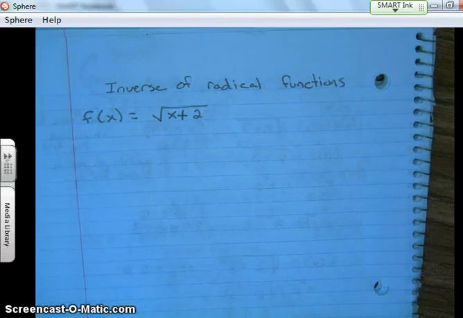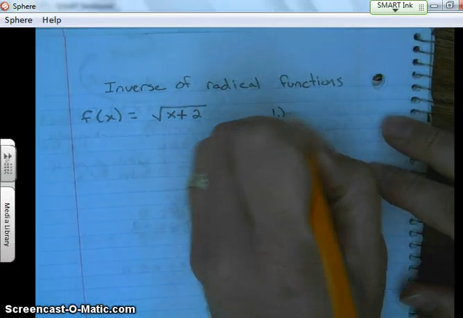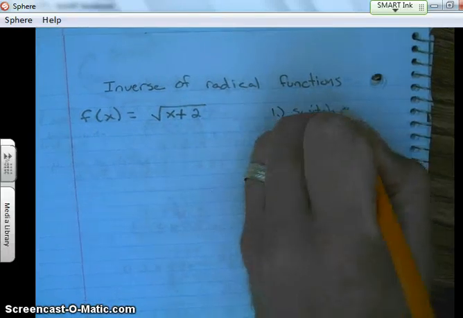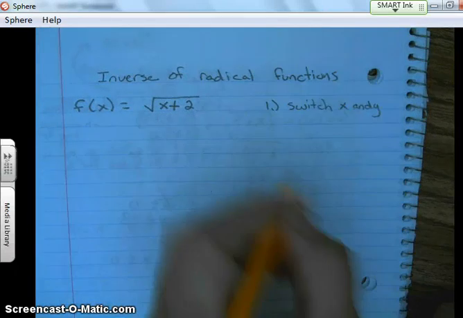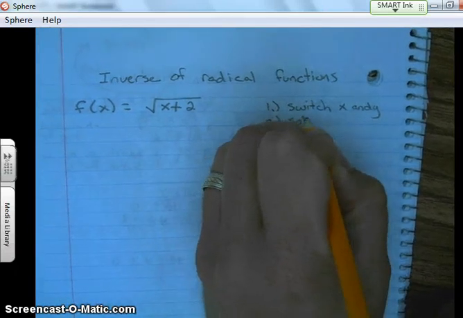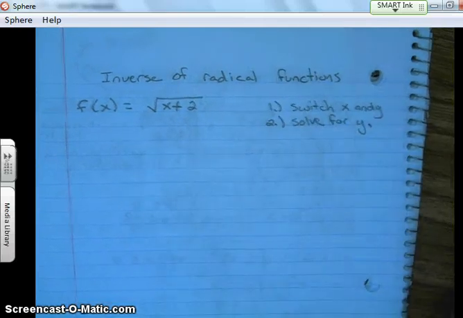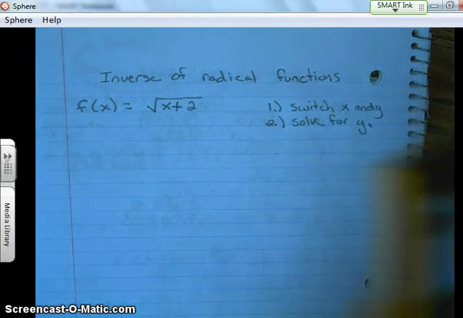Okay, taking a look at inverse of radical function. So as a reminder, to find the inverse, you have to switch the x and the y, and then you have to solve for y to get the inverse. Okay, so let's take a look at this function, first of all.